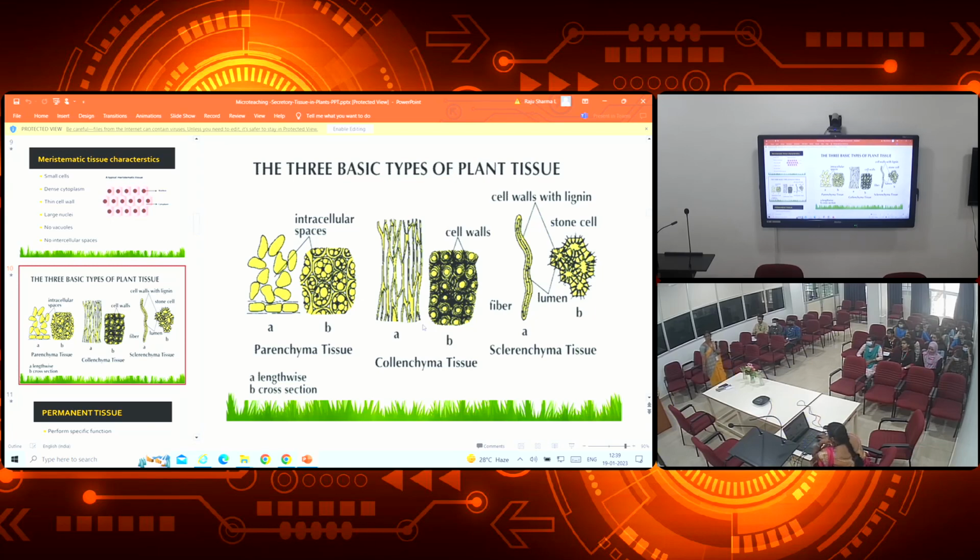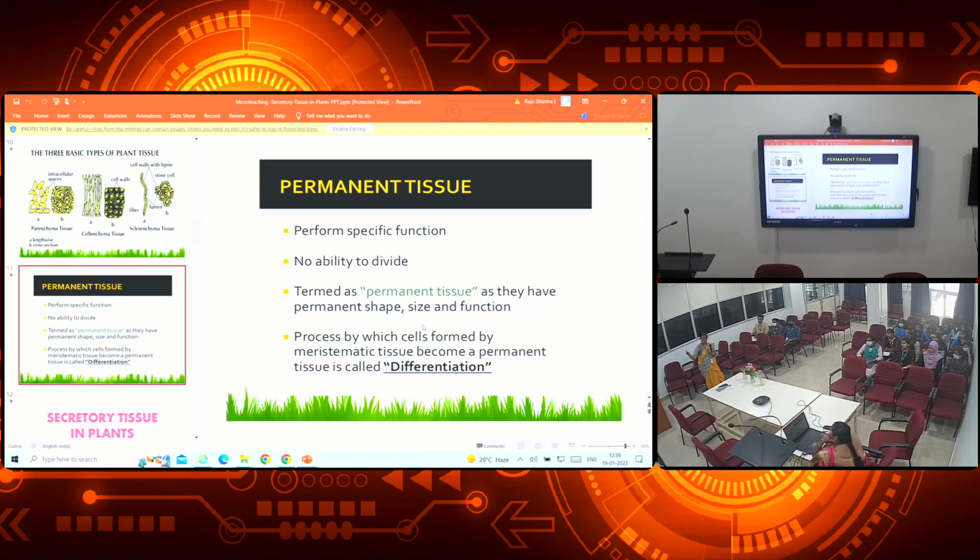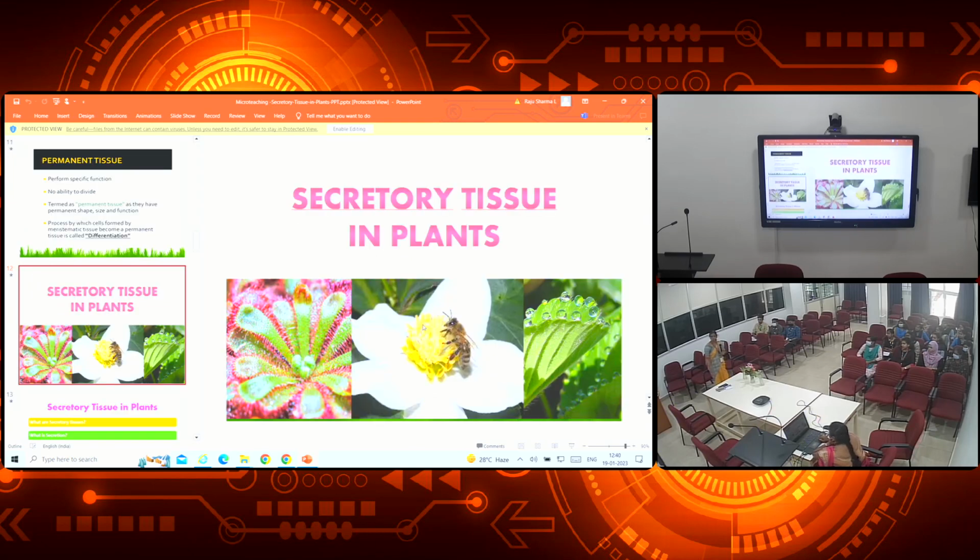Okay. Next, these are the things that I told you about permanent tissues. Permanent tissues will have some role functioning that happens after the differentiation stage. Right? So today, you are going to see mainly the secretory tissues. Have you observed secretory tissues? Have you seen any secretory products in your plants? What are they?